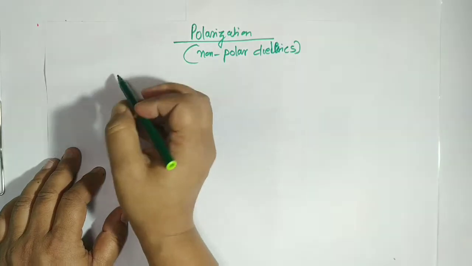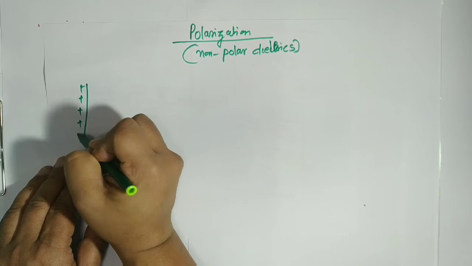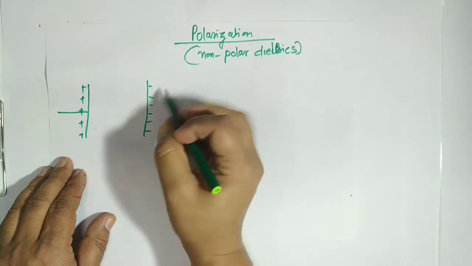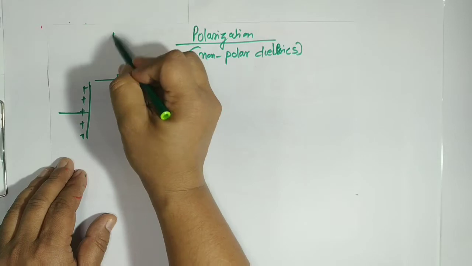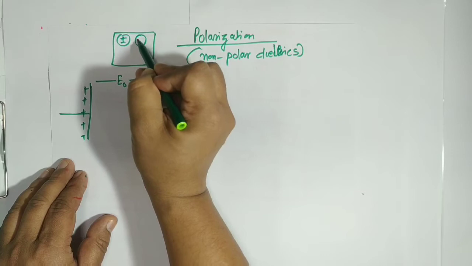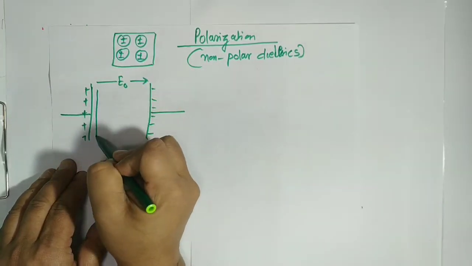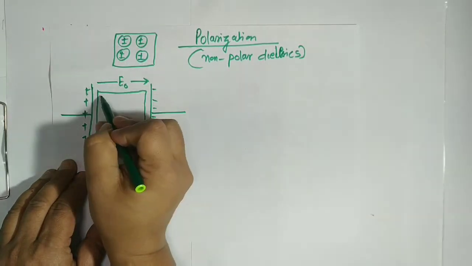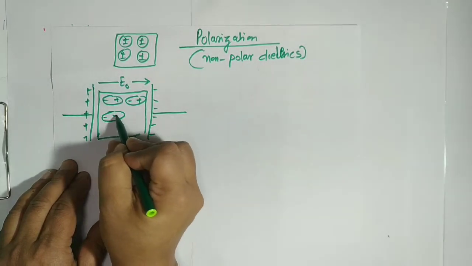So how this happens, I will show you. Say this is a positive plate and this is a negative plate. Certainly the external electric field will be in this direction. You have a non-polar dielectric slab. You put it here. Do you know what will happen? When you put it here, this positive will attract the negative side. So it deforms like this.